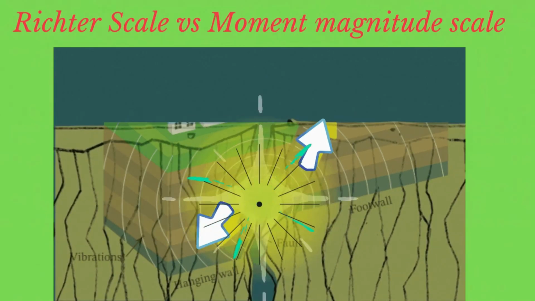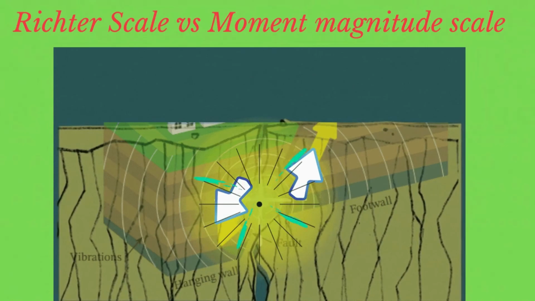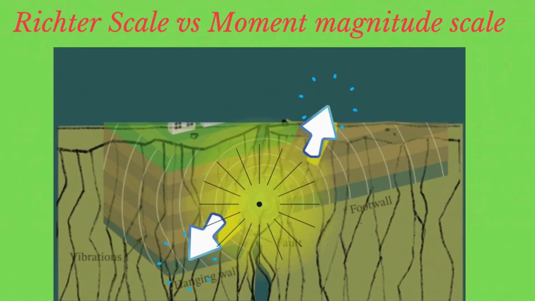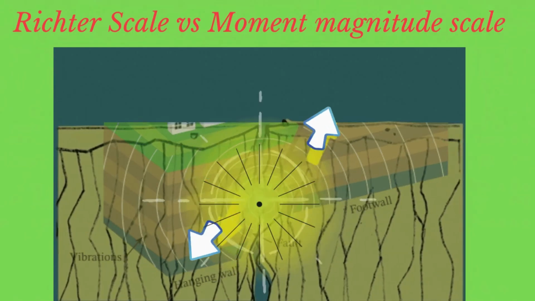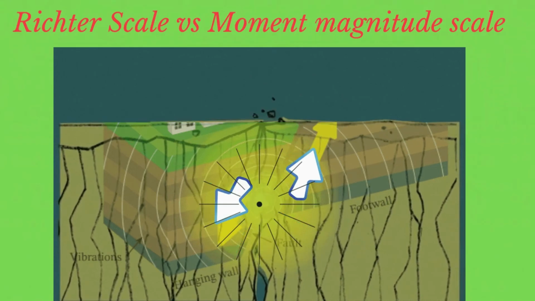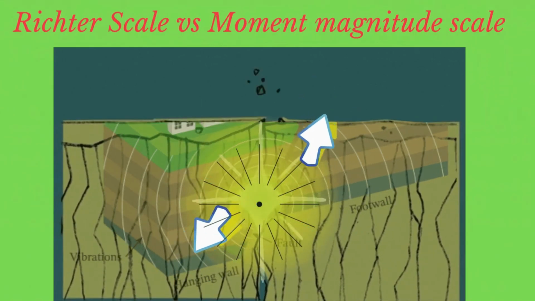The moment magnitude scale measures the movement of rock along the fault. It accurately measures larger earthquakes, which can last for minutes, affect much larger areas, and cause more damage.